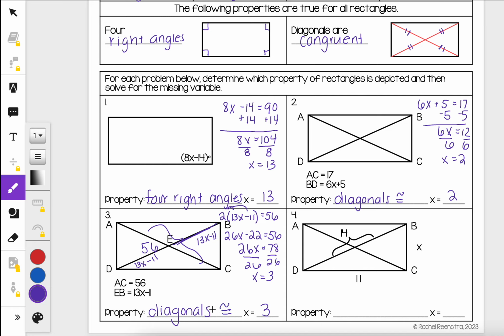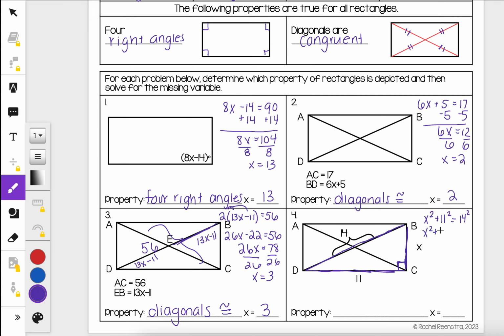Okay, now number 4 is a little tricky. So number 4 is giving me the length of BD. It's giving me the length of CD and asking me to solve for x. Now, pretty important here, right? So I'm highlighting this triangle, and because this is a rectangle, I know this has to be a right triangle. So I'm going to use the Pythagorean theorem. All right, so we have x squared plus 11 squared equals 14 squared.